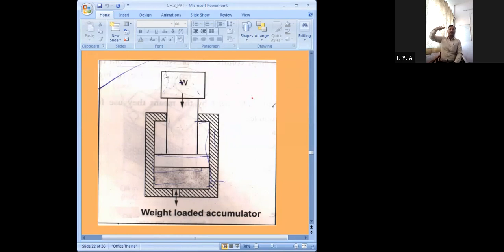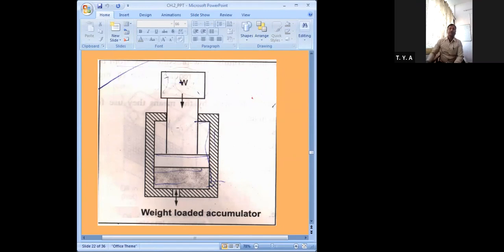When an excess amount of fluid is there, this is the inlet and outlet also, and here one check valve will be there. Whenever an excess amount of fluid is there, that excess fluid will come inside this cylinder. At that time, due to the pressure of this hydraulic oil, this plunger will move in the upward direction. That means this cylinder will be filled with the help of that hydraulic oil.